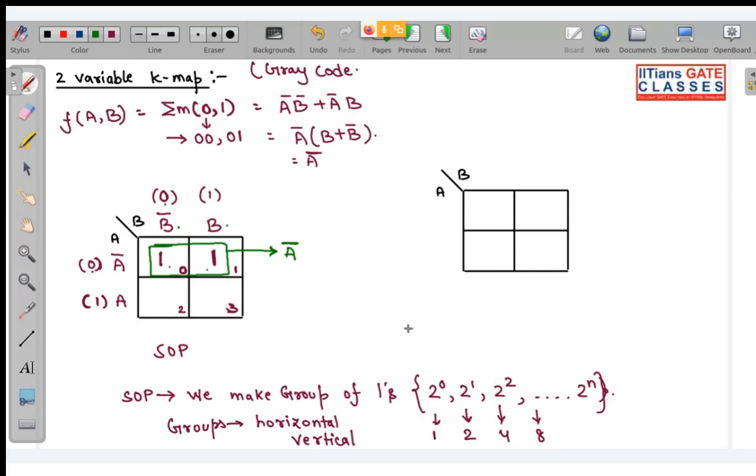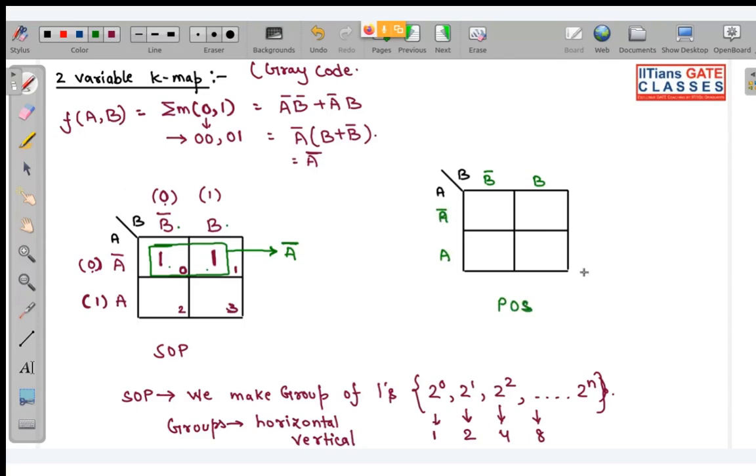Okay. So now look, I made SOP. I told you that if there is no mention of don't care, whatever your minterm numbers are, the remaining numbers will be in SOP. So this is your B complement, this is B, this is A complement, this is A. Now I am going to write in POS form.